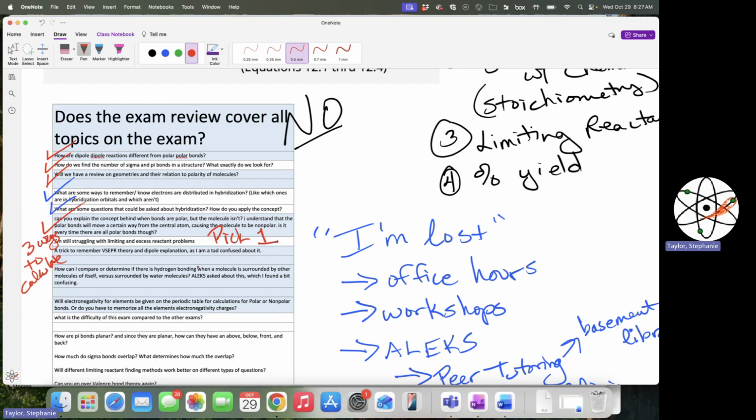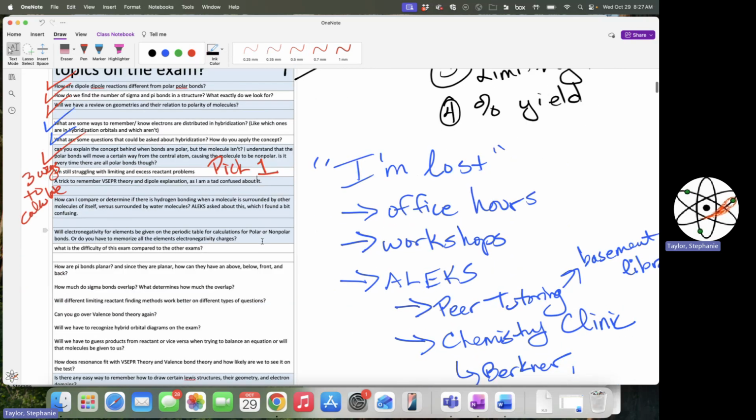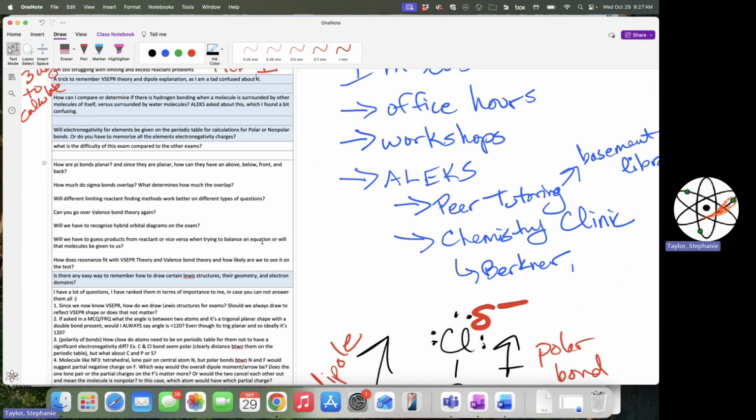A trick to remember VSEPR theory and dipole explanation. Honestly, I don't know any tricks. So I definitely respect the question, is there a faster way to do molecular geometry? I've never known it, which is part of the reason why in class I went ahead and took a lot of space for dealing with the fact that these are three-dimensional structures. So if there's a trick for VSEPR theory, I honestly have never learned it. There probably is, there always is. The internet is full of ways to memorize things, but VSEPR I really don't know a trick for.